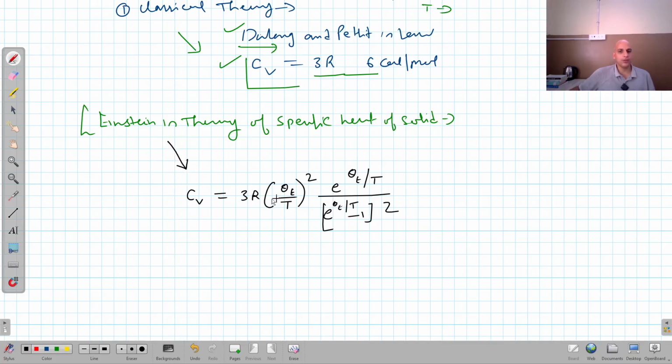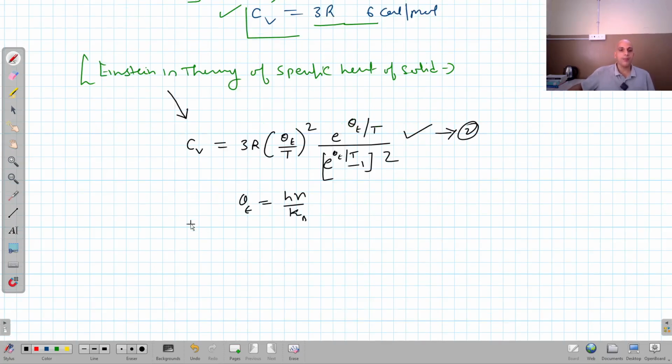Here R is the gas constant. Theta E is called the Einstein temperature and it is equal to h nu upon k, right? T is the temperature of the given material. We have to remember that theta E is equal to h nu upon Kb, the Boltzmann constant. It is called the Einstein temperature. So we have to remember this relation. It is very, very important, right? This is the relation for the specific heat of solids according to the Einstein theory.